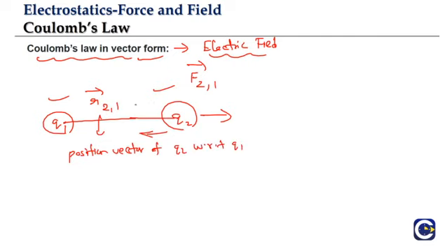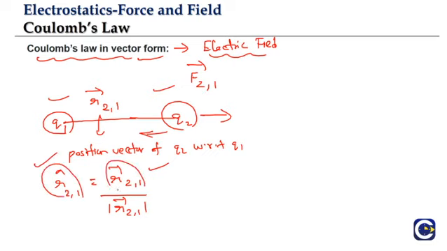A unit vector in the direction will be given by r cap 2 comma 1, which will be the vector divided by its magnitude. r cap indicates the unit vector in the direction. So if we are expressing the force acting on Q2 in vector form, this must be expressed either in terms of r cap or in terms of r bar.